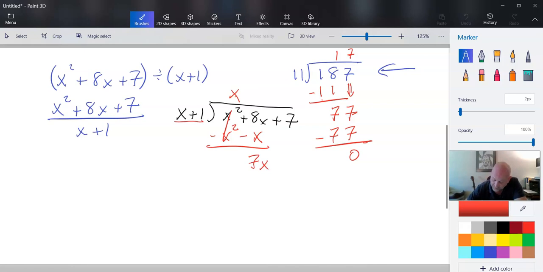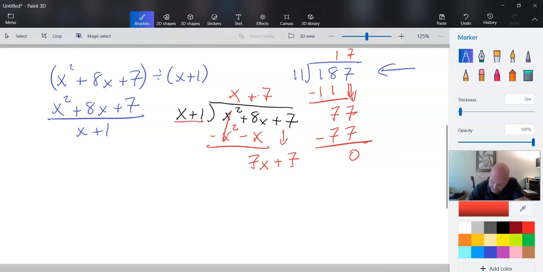And then just like over here, I brought down the 7. I'm going to do the same thing. I'm going to bring down the 7, and then I'm going to ask myself, x times what will give me 7x? And the answer would be 7. It's a positive 7. So I'm going to write that down, and then I have to do the exact same thing. I have to multiply the 7 through and change the signs as I go.